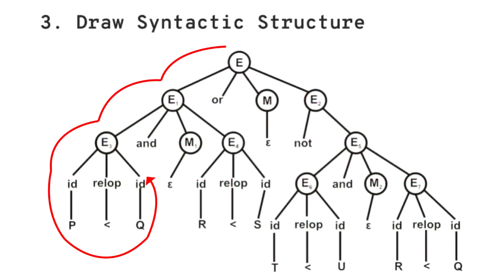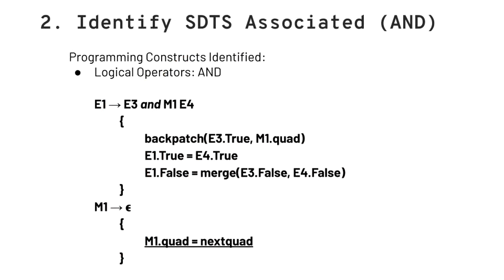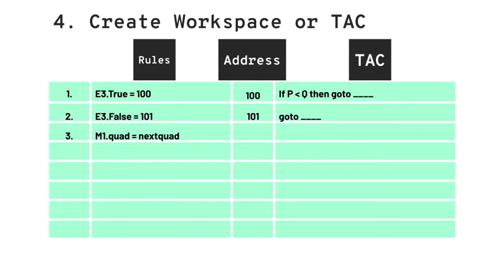The next node we go to is a programming construct AND, but this AND operation is between E3 and E4. We will leave it alone until we are done writing the semantics for E4. So we move on to the next node M1. The semantic action associated with it is M1.quad equals nextquad. Here nextquad generates a new consequent address. The nextquad will be 102.